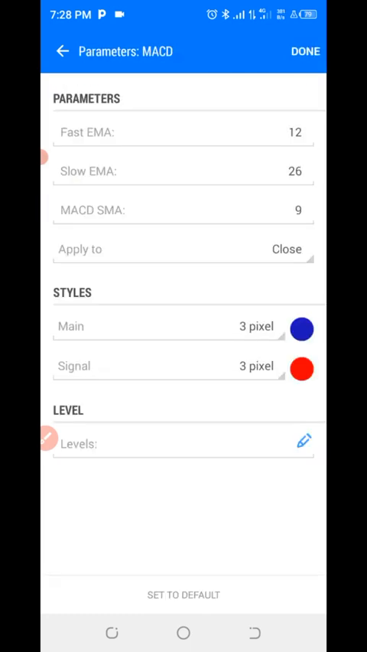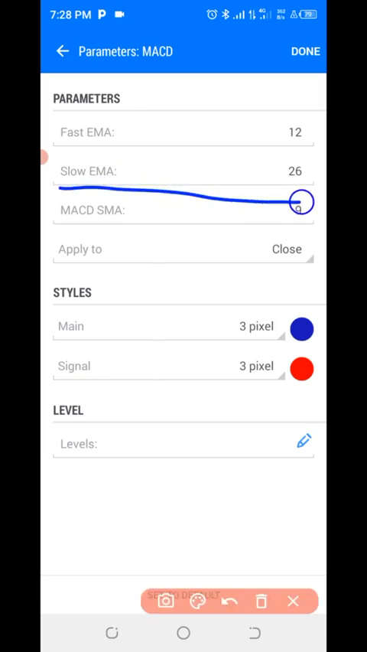And then for the MACD now, we have the fast EMA to be 12, the slow EMA to be 26, and the MACD SMA to be 9, sorry. So let me give you a pro tip about this.